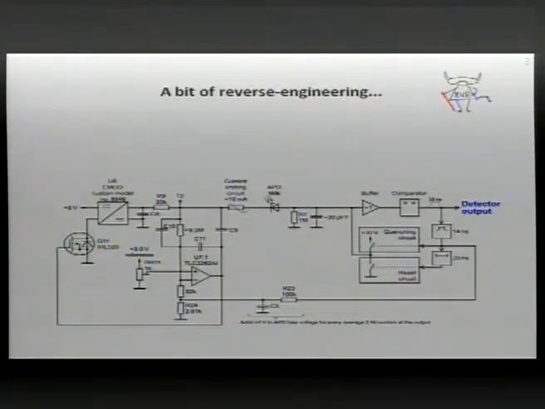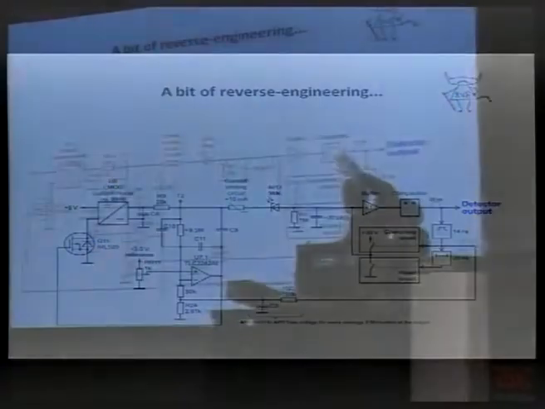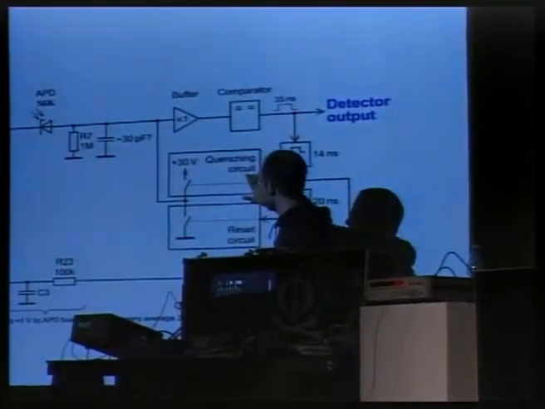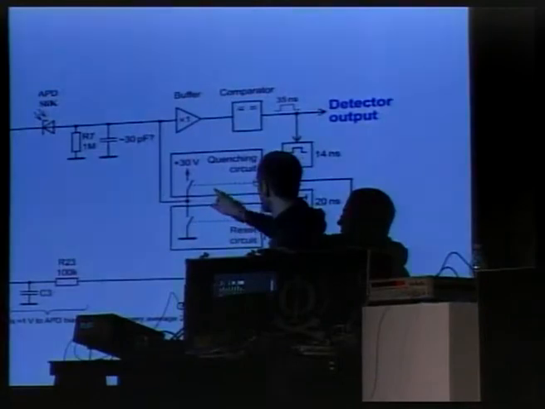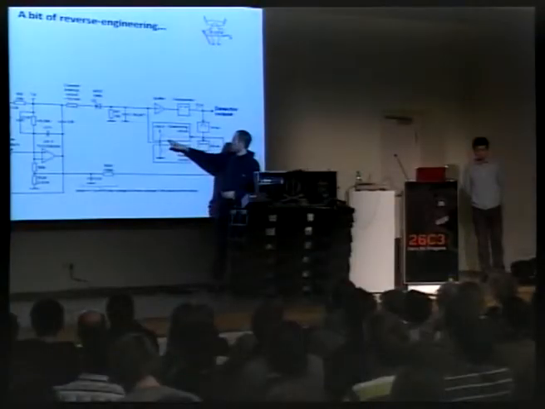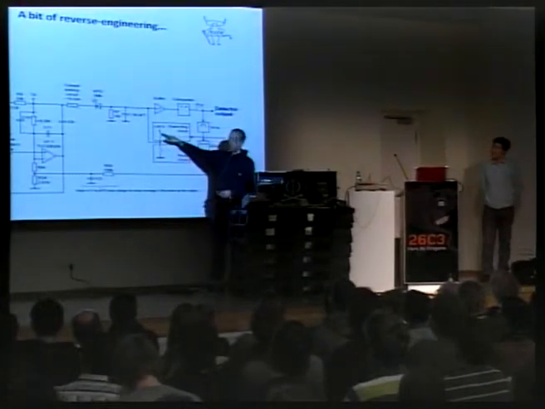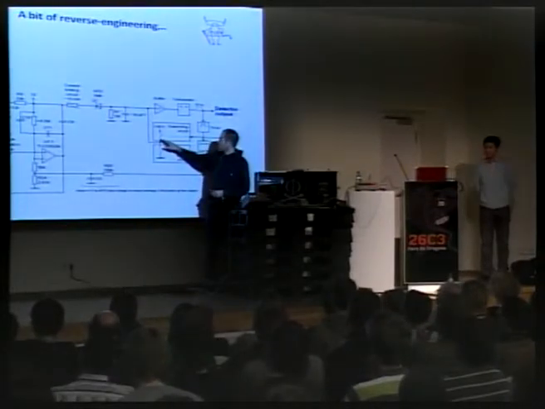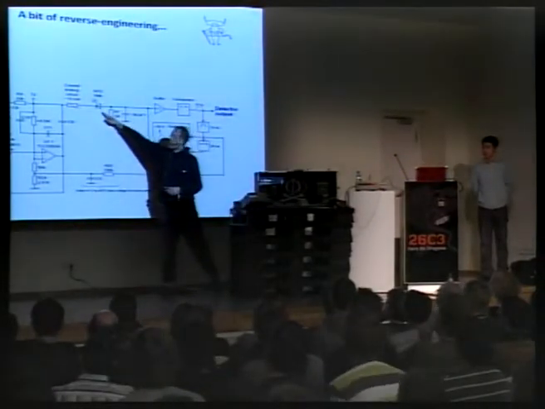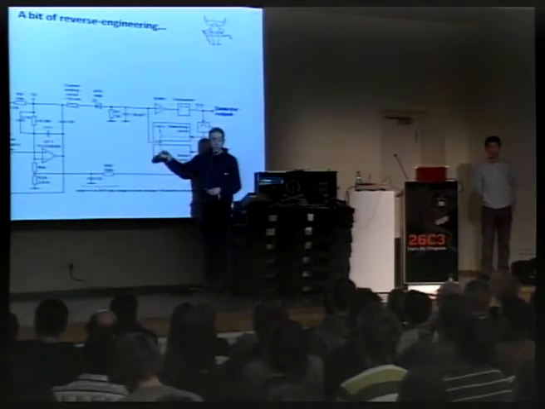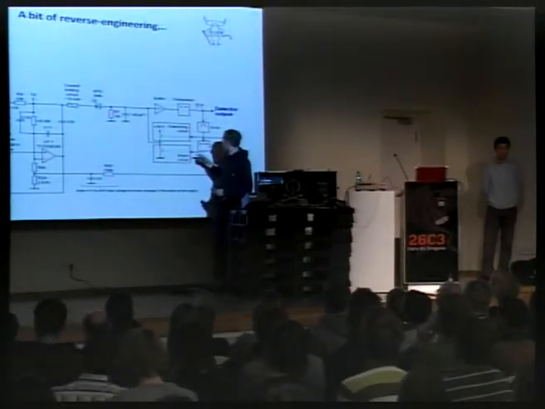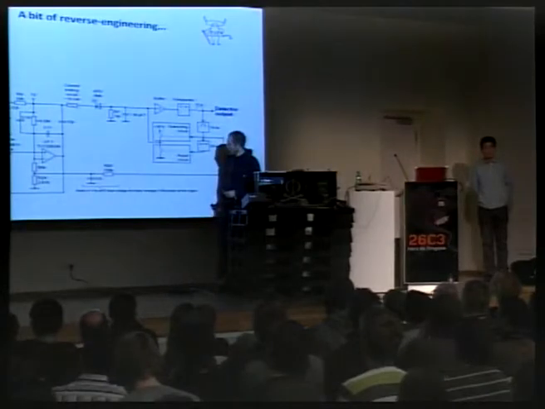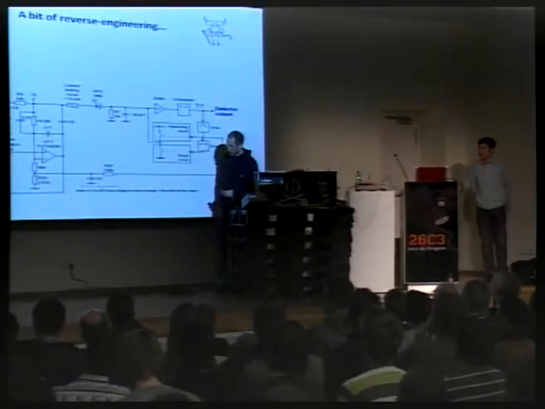And on the right part, you have basically the comparator, which senses the onset of the avalanche. And then you have the quenching circuit. Basically, what the quenching circuit does is that after 14 nanoseconds, it connects the anode of the APD to plus 30 volts. So it quickly reduces the voltage difference at which the APD is biased. So it quenches the avalanche actively this way. And 20 nanoseconds later, there's also a reset circuit. So that's the quenching part of the circuit.